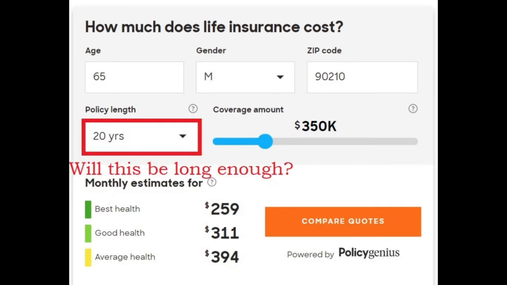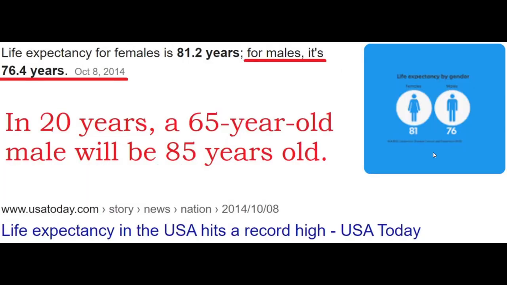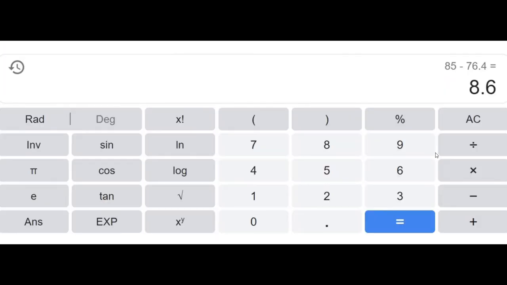You might be thinking, is there a problem here? You see, this is a 20-year term policy, meaning the contract will expire around his age 85. Now, at this point, the insurance agent is likely to gesture towards commonly available life expectancy statistics. For example, Google's highest ranking search result at this date anyway, from a now 6 to 7 year old USA Today article, suggests the average male will die around age 76.4. So in other words, the agent might assure you that a 20-year term policy will actually be in place for roughly 8.6 years longer than the average life expectancy for a male.